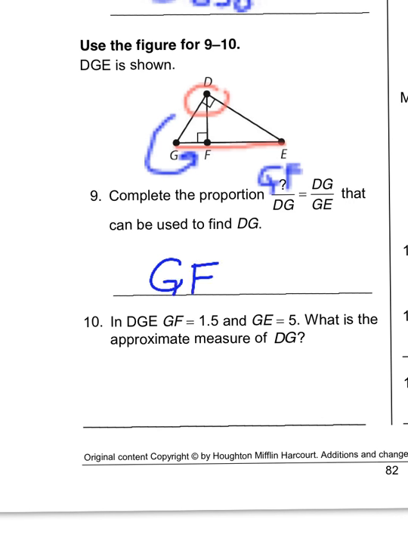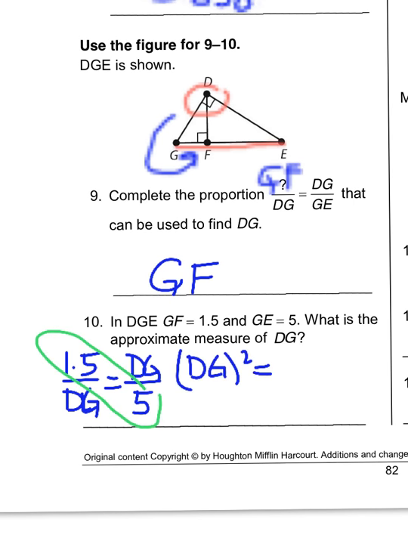Now, if I were to use that for problem number 10, then I would have 1.5 over DG equals DG over GE, which is 5, because they're giving that to you. So if you cross multiply, you would end up with DG squared equals 7.5. So to remove the square, you'd take the square root, so that would mean that DG equals the square root of 7.5, or approximately 2.74.